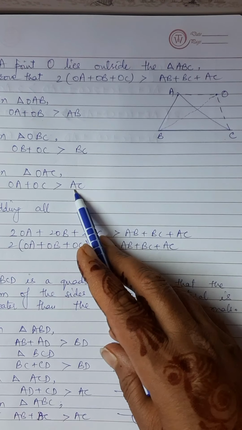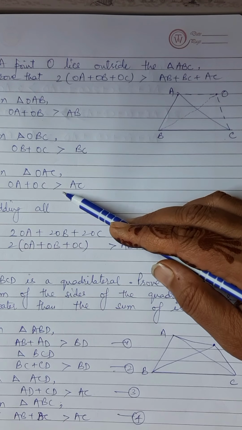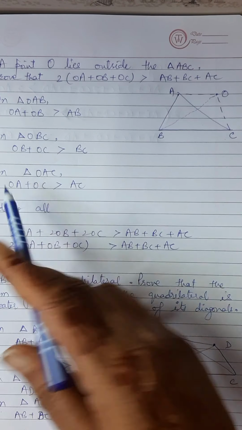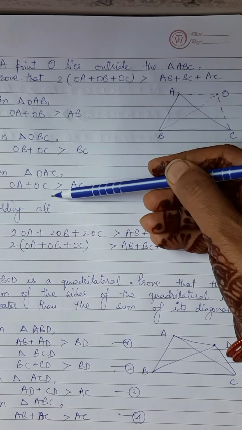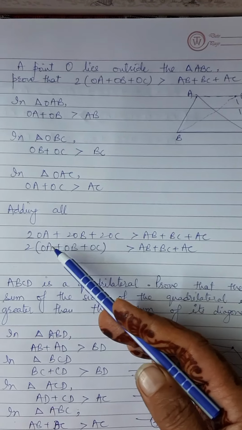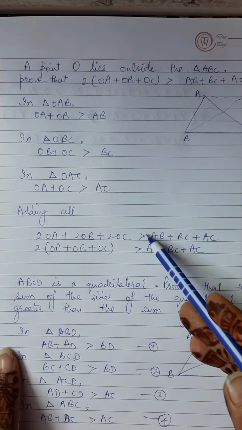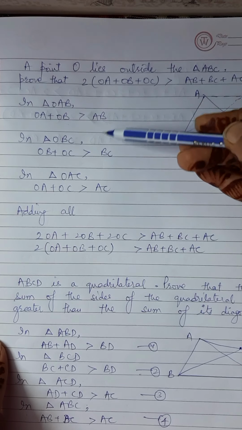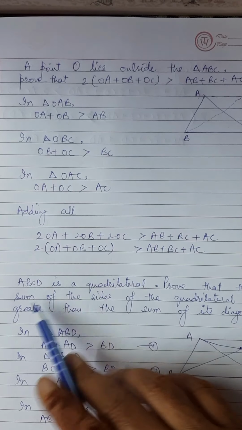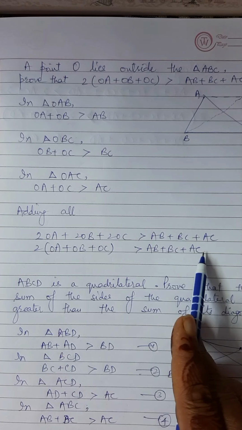These three inequalities we have. Now we add all these inequalities. So we get double of OA plus double of OB plus double of OC is greater than AB plus BC plus AC. Taking 2 common, we get double of OA plus OB plus OC is greater than AB plus BC plus AC.